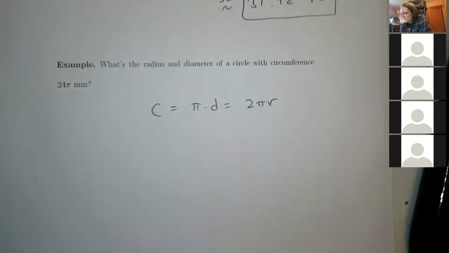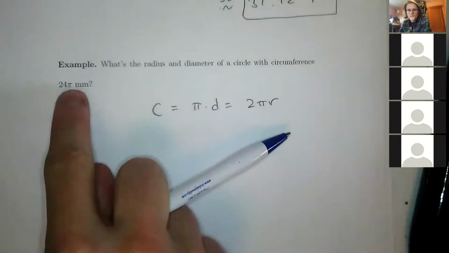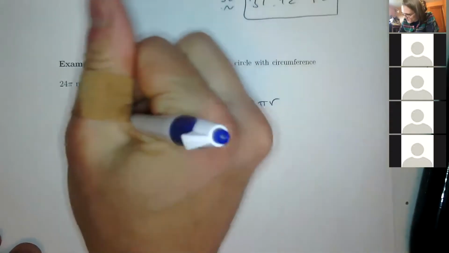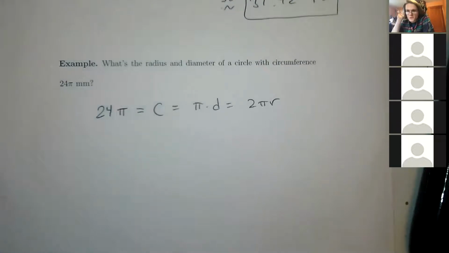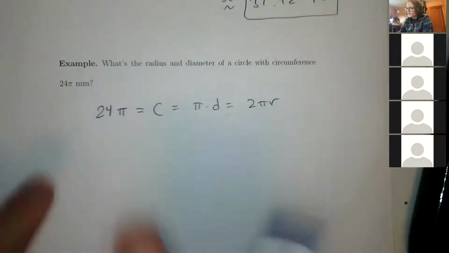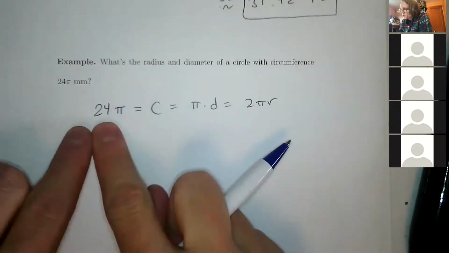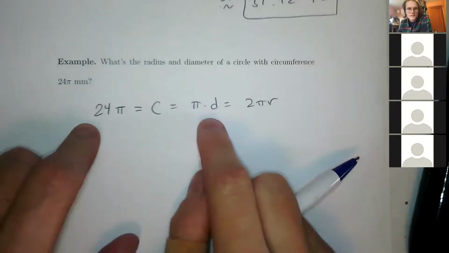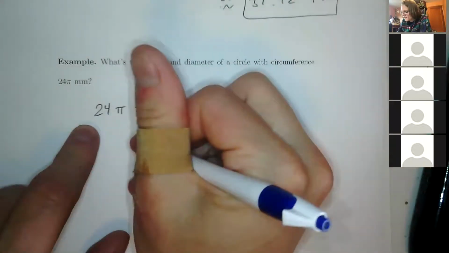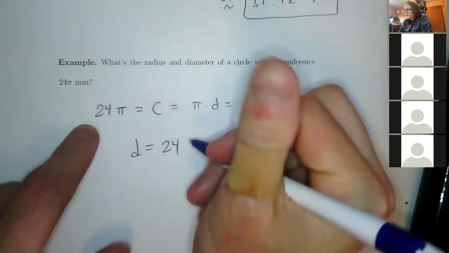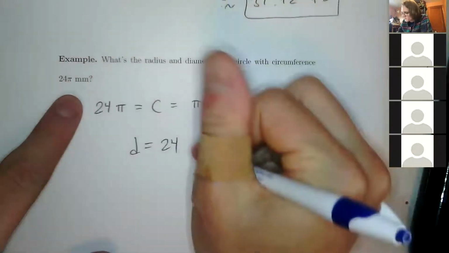So if I know my circumference is 24 pi, and I'll just drop the units for now, we can put them in at the end. So what is my diameter going to be? Compare these two, right? If 24 pi equals pi times d, what is d necessarily? 24. Yep. And again, my units are millimeters, so that's millimeters.